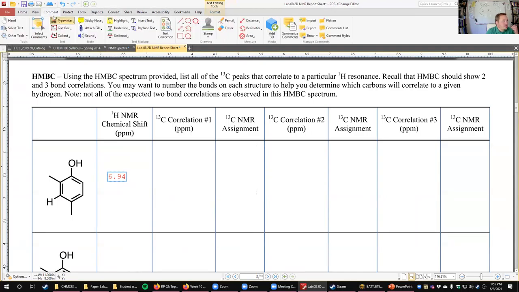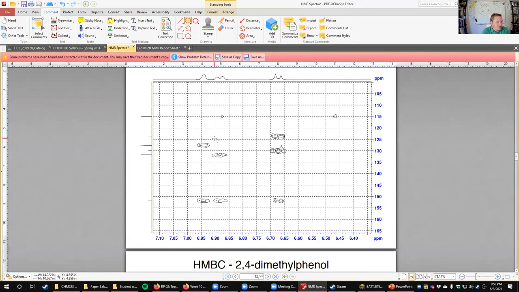So what are the possibilities for this? Basically, we're talking about within 2 to 3 bonds. So if we're actually looking at possibilities, it can't be this one, but these are both fair game. One bond to carbon F, and then two bonds here, three bonds there. And these are all potential. So there's four possibilities for the carbons that would show up.